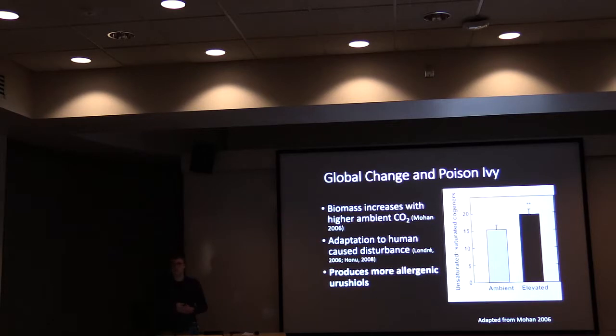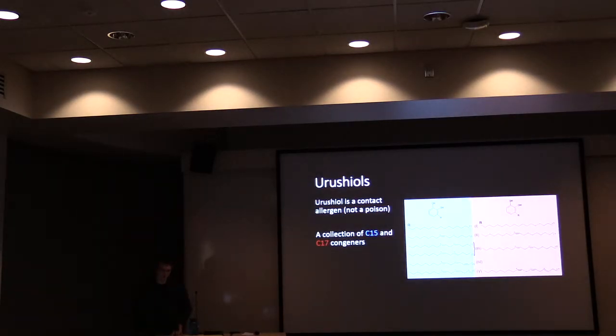So that really behooves us to understand more about this plant in general, and especially about the urushiols that it produces. We know a few things about the urushiols in general. So urushiol is a contact allergen, not a poison, as the name poison ivy might suggest. Urushiol is a collection of C15, so the length of the carbon chain here is 15 carbons, and C17 congeners. And as I mentioned, it has different forms, and what I mean by that is different degrees of unsaturation within this carbon chain. And the more allergenic forms are the ones that have more double bonds within that carbon chain.